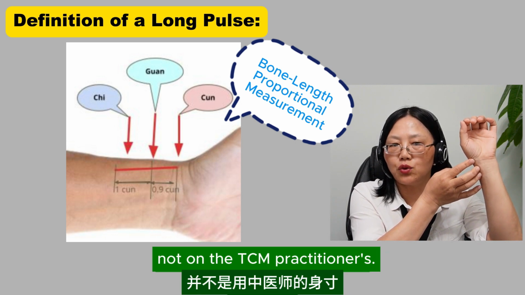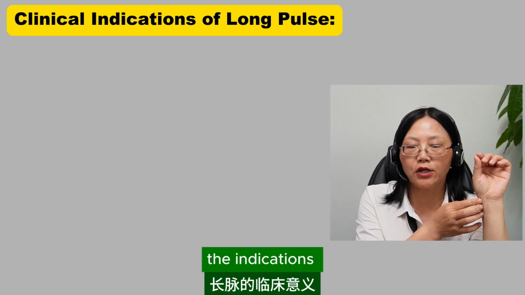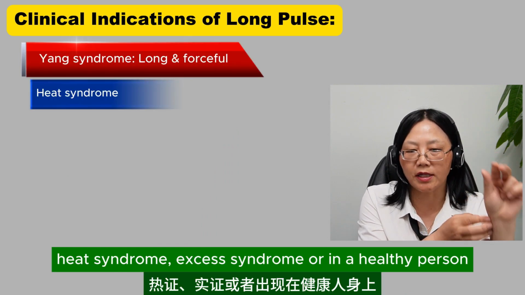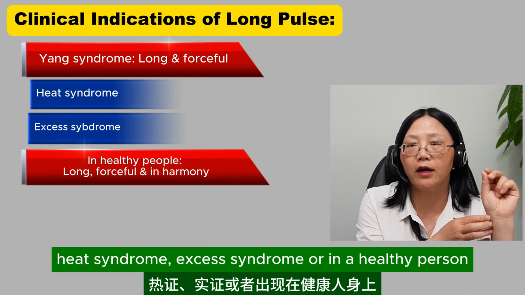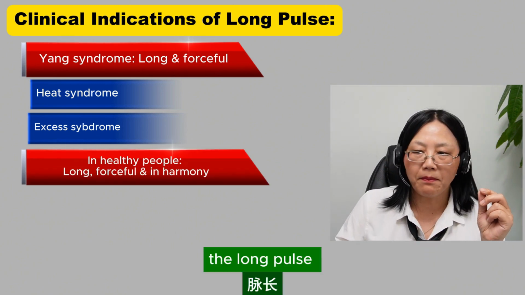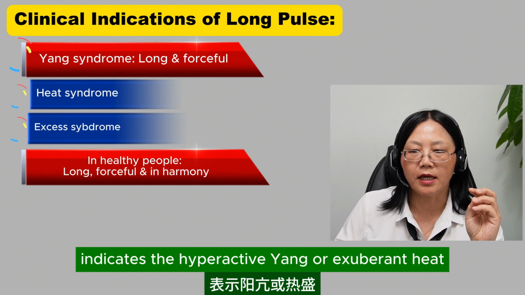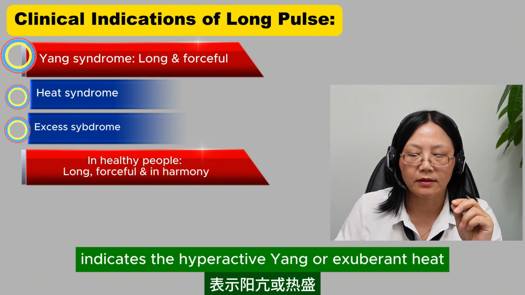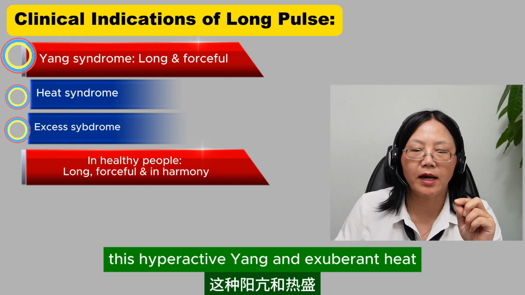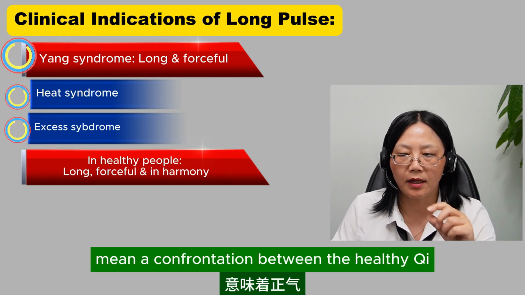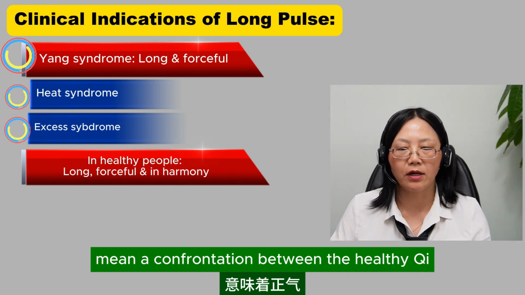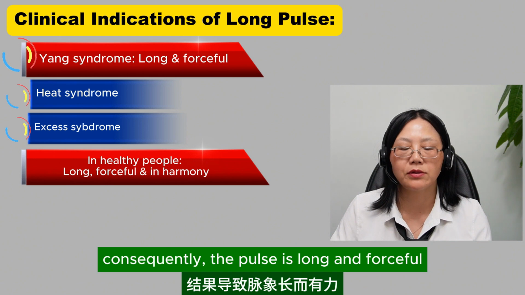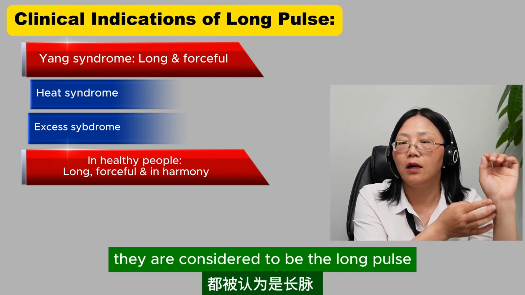not on the TCM practitioner's. Indications for the long pulse would be Yang syndrome, heat syndrome, excess syndrome, or a healthy person. The long pulse indicates hyperactive Yang or exuberant heat. This hyperactive Yang and exuberant heat mean a confrontation between the healthy Qi and the pathogenic factors. Consequently, the pulse is long and forceful.